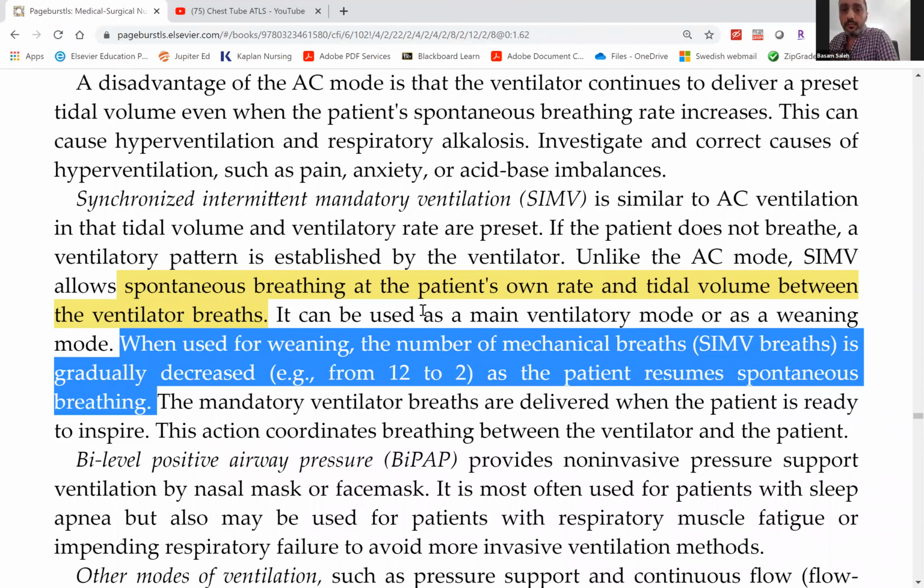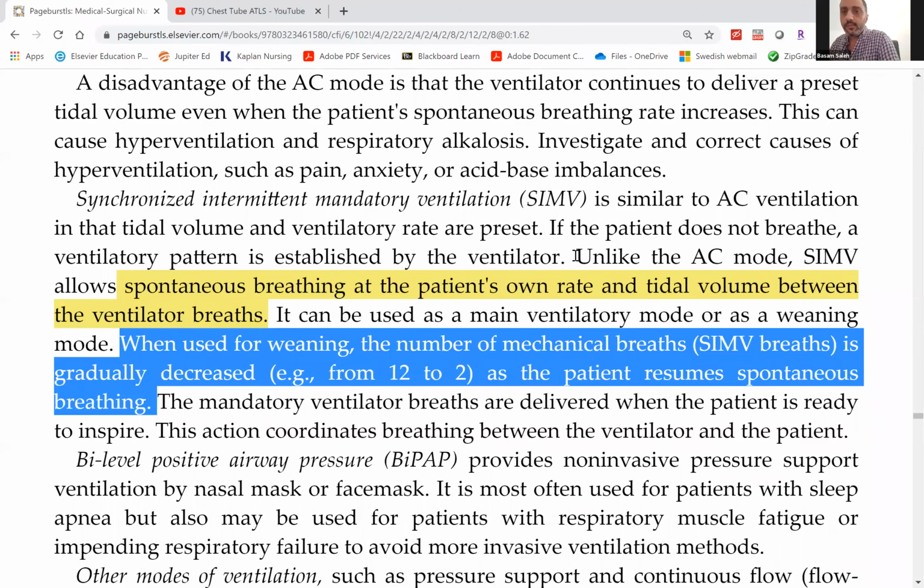So in SIMV, if the preset rate is, let's say, 12, and then the patient takes another 12, so does it still count as 24? Say again, count as 24? No, 24. The vent won't give the preset rate. Yeah, because like I said, it will sync with the patient's ventilatory pattern.